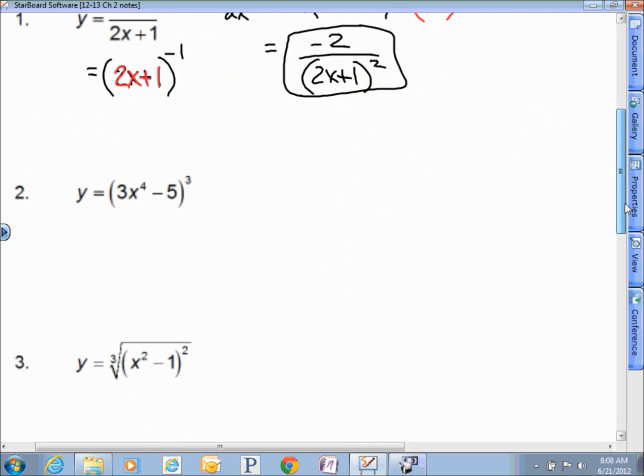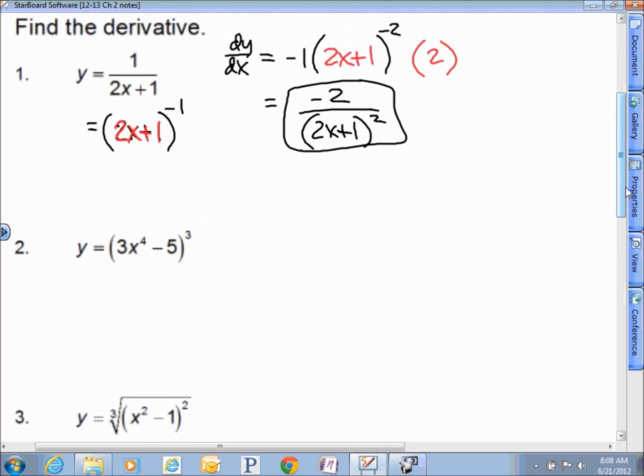Problem number 2. Now, number 2 is a little bit more straightforward, because I can see right here that I have a 3x to the 4th minus 5. That's my red function on the inside, and that is all being cubed. So if that's being cubed, we've got a composite function. Outside is something cubed, inside is this red thing. So let's do our derivative. So our dy over dx, derivative of the outside function would be 3 times that something squared.